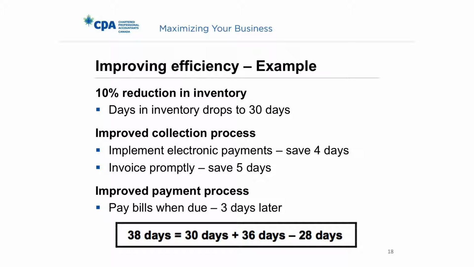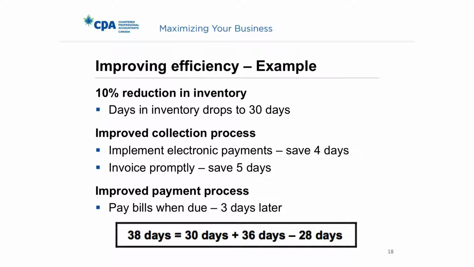The business improves its collection process by moving its customers to an electronic payment process and modified its processes to process payments more efficiently. Electronic payments save 4 days in the collection process, while prompt invoicing saves an additional 5 days. As a result, the collection period drops from 45 days to 36 days.